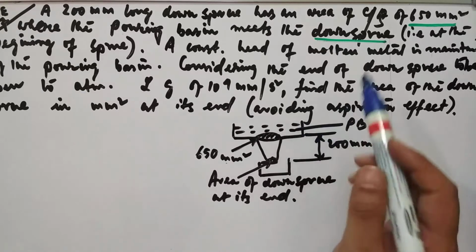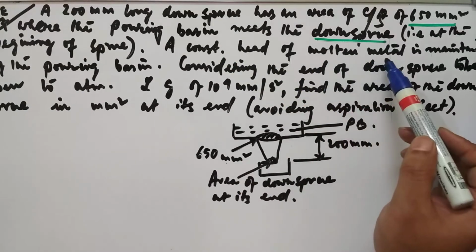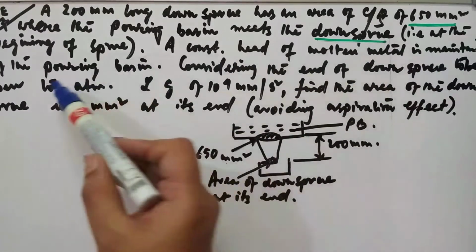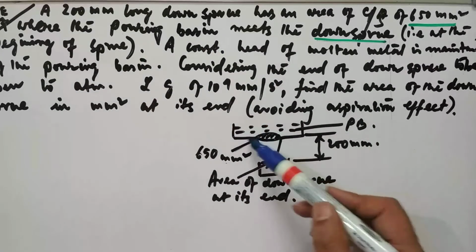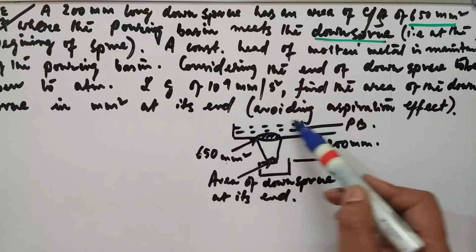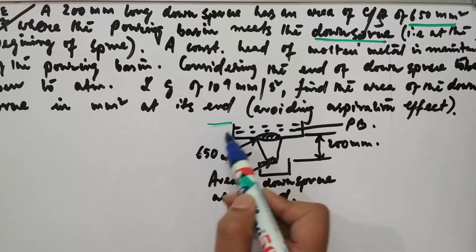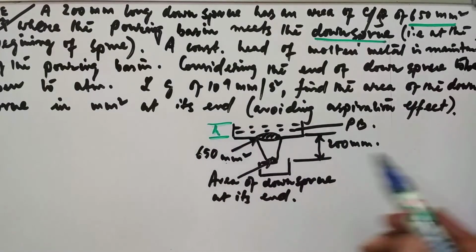Now a constant head of molten metal is maintained by the pouring basin. This is the height, this height, say H1.